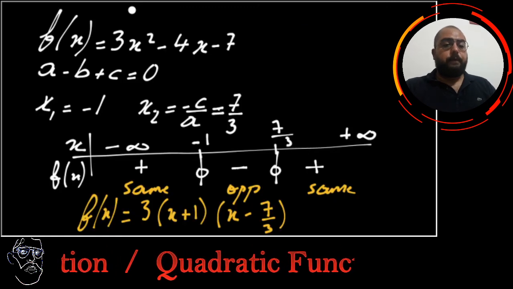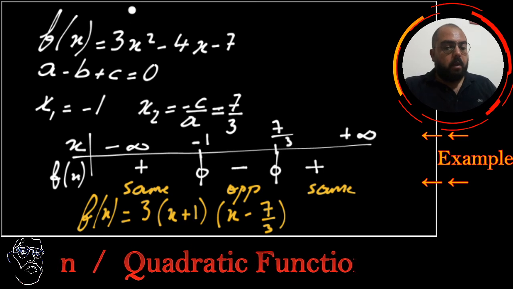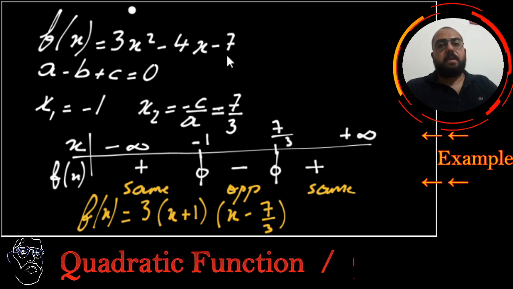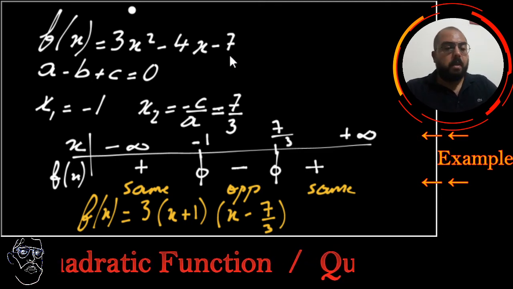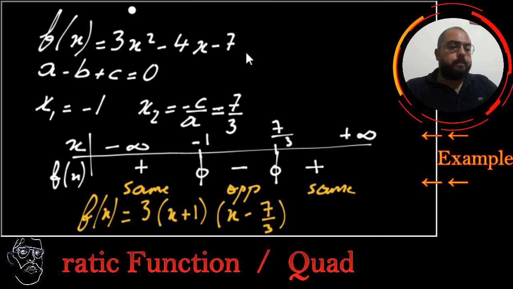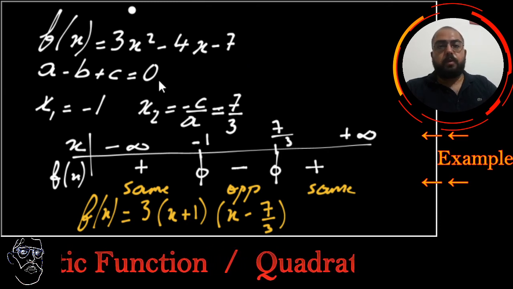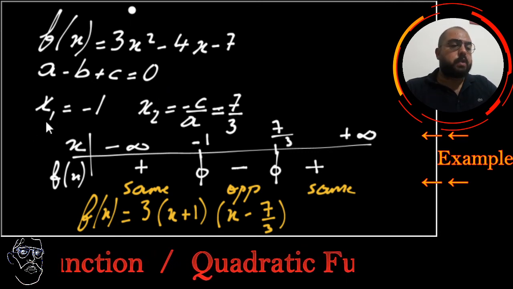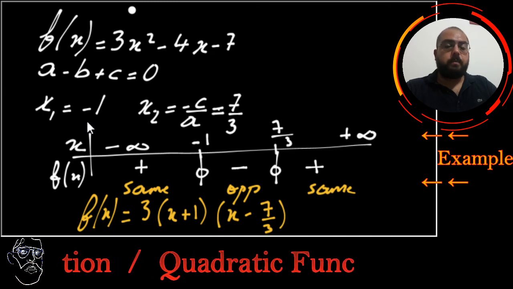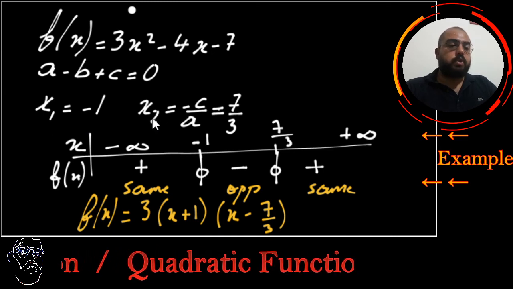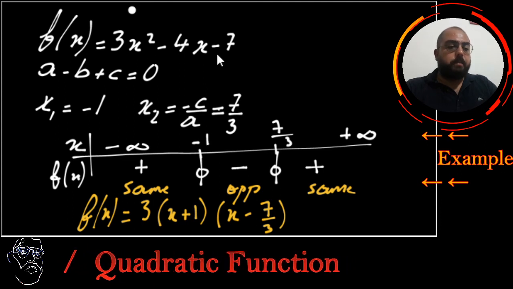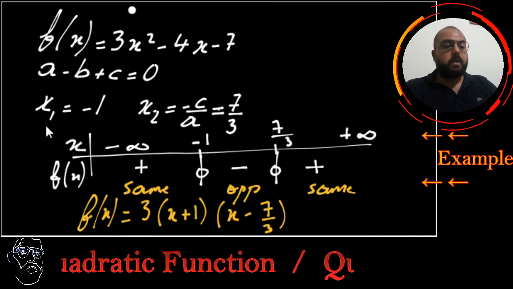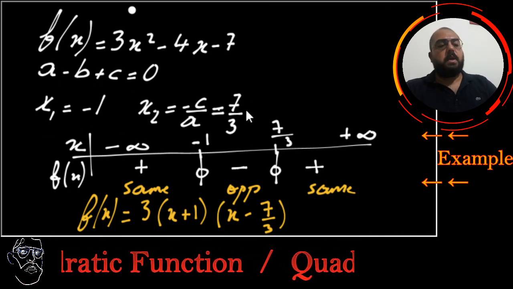Now let's take a final example. The function that we have is f of x, 3x squared minus 4x plus 7. Of course I can do delta, but I can choose a minus b plus c, which is equal to 0, which will give me directly the first root and the second root. The first root is x1, which is minus 1, and the second root, x2, is minus c over a. It's minus 7 over a, which is 3, so 7 over 3. So whenever you have a minus b plus c equal to 0, one of the roots is minus 1, and the second one is minus c over a.